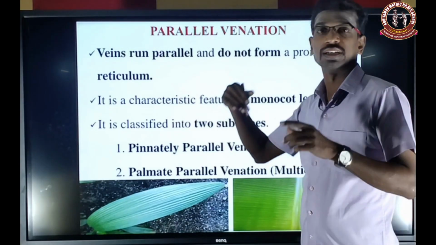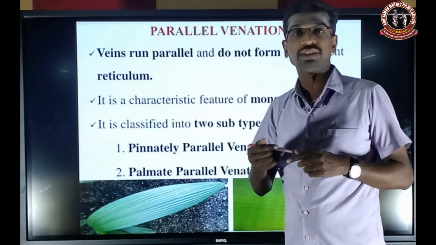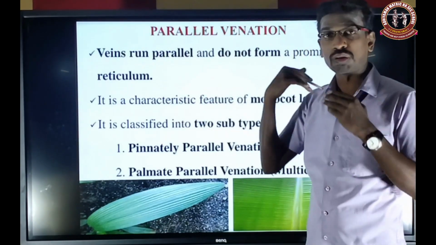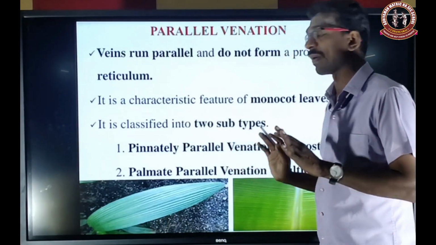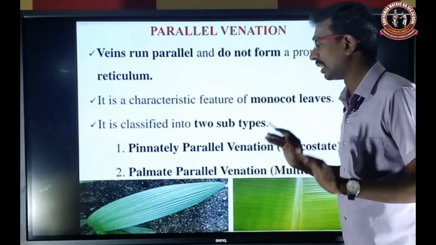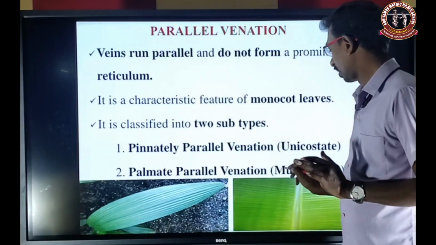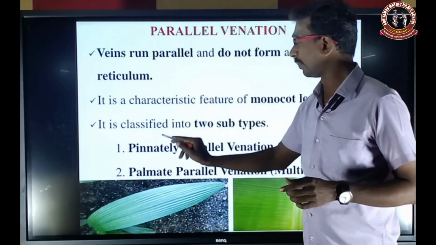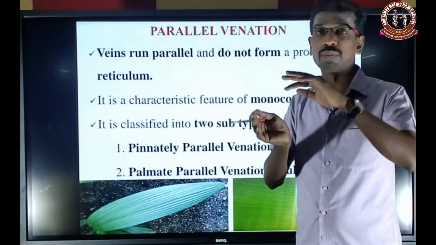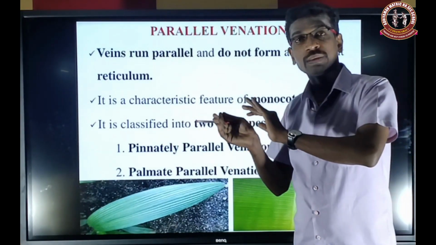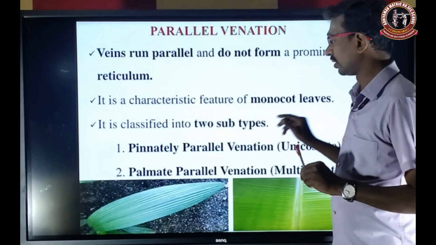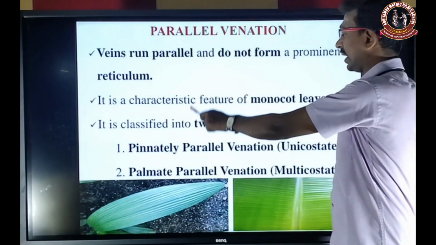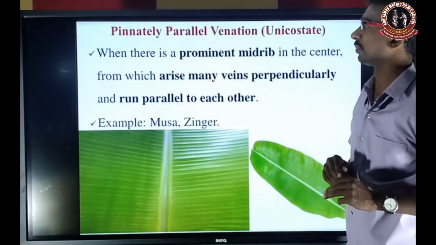It is classified like reticulate venation. Parallel venation is also classified into pinnately parallel and palmately parallel venation, unicostal and multicostal. So these are the types of parallel venation. The pinnately and palmately types are common to both reticulate and parallel venation. So let's see the pinnately parallel venation.